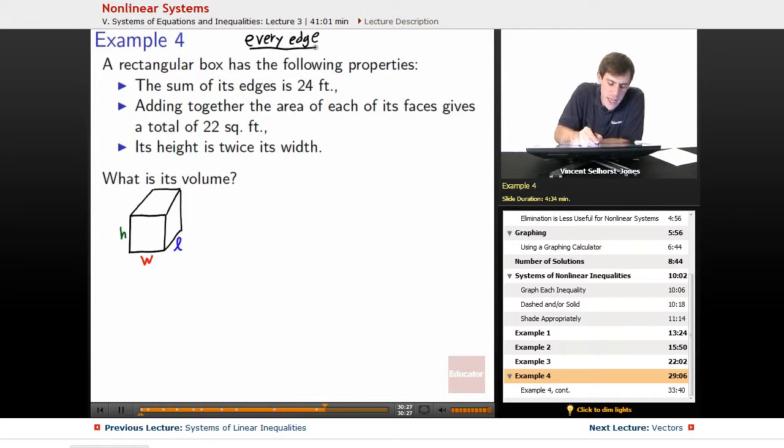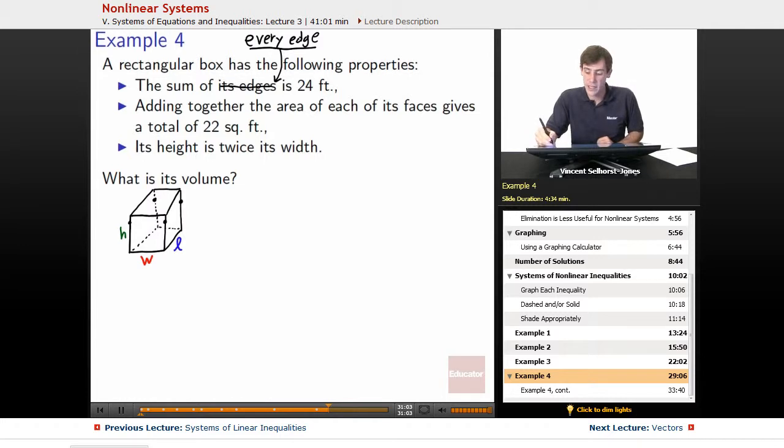But notice how the sum of its edges could be considered just the three fundamental edges, height, width, and length, but it could also be all of the times they show up on the box. If you've got a rectangular object, it shows up here and here and here. Height actually shows up 4 times because we've got each of the columns that make up our box. So we've got a height here, a height here, a height here, and a height here. So if we're looking at every edge, 4 height will be part of what's going into that. So the sum of not just its edges, but every edge, is how we'll do this problem.